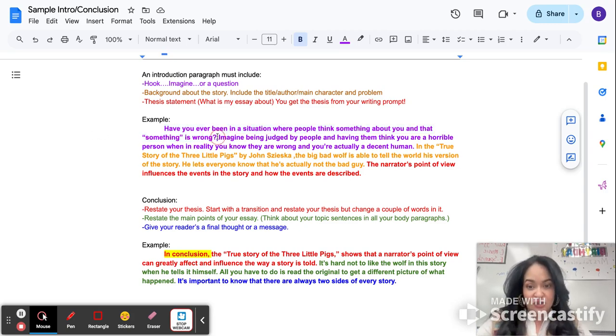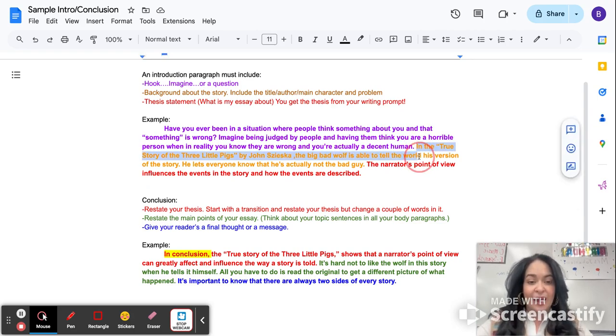Now I have my imagine line. Imagine is where you're giving a situation so that your reader can immerse himself into that situation and relate to you, right? So my imagine line, which is also part of my hook, says imagine being judged by people and having them think you're a horrible person when in reality you know that they are wrong and you're actually a decent human. So that purple, all of that's my hook.